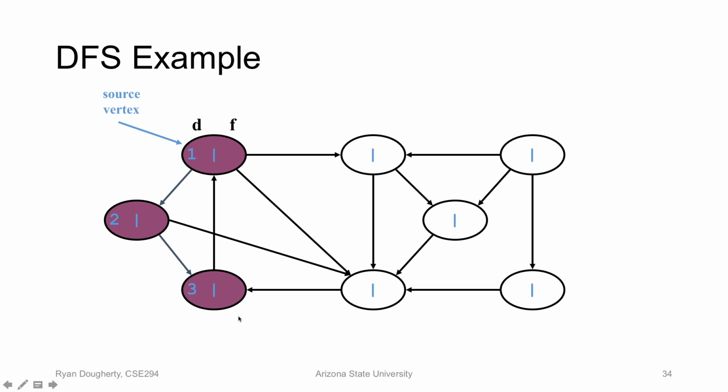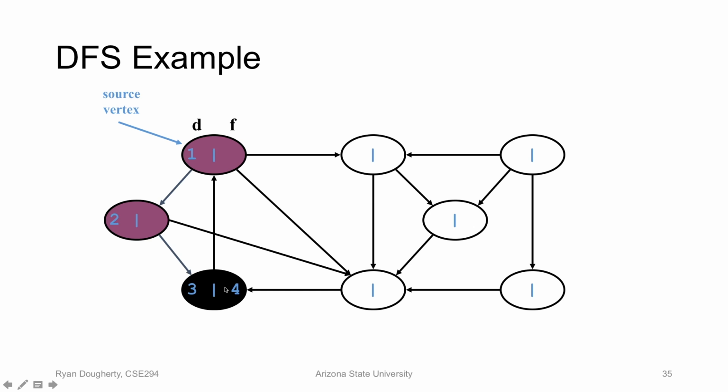Right? So let's see. We're at this vertex right now. Does it have any adjacent white neighbors? No, because you may say, well, it has this one, right? But the direction is what matters here. It has a gray vertex as a neighbor, so there are no white vertices to consider. So that means I'm going to check that one. It's not white, so I must backtrack, increment my timestamp and set the finish time. So I set the finish time and make it black.